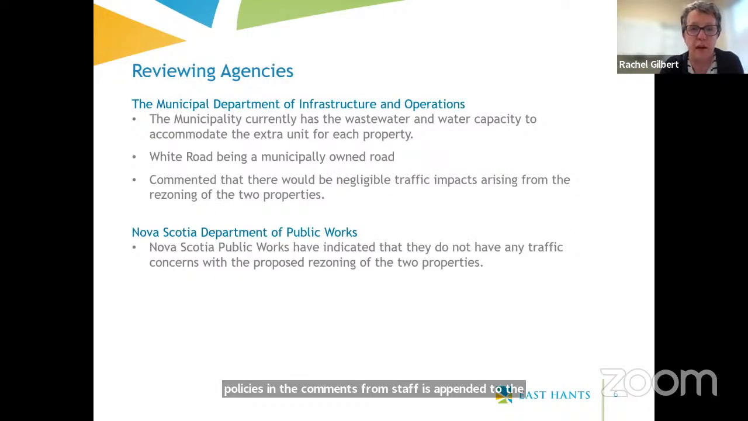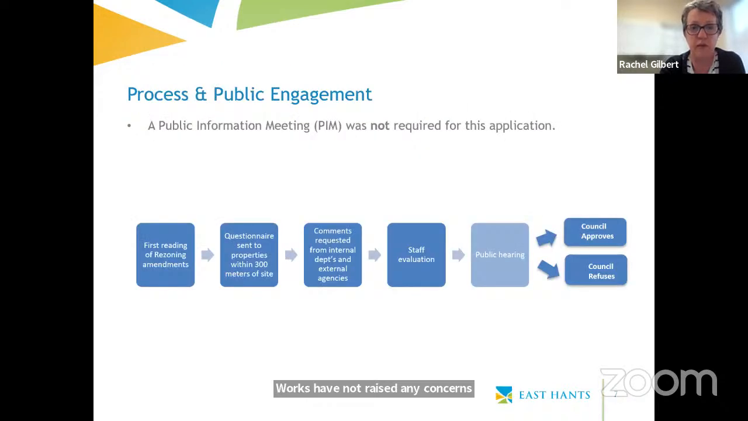So we've had some comments back from the Municipal Department of Infrastructure and Operations, and they've raised no concerns about servicing wastewater and water capacity for the development. White Road is a municipal owned road. However, comments that there would be negligible traffic impacts resulting from the rezoning. And also Nova Scotia Department of Public Works have not raised any concerns in regards to the proposed developments.